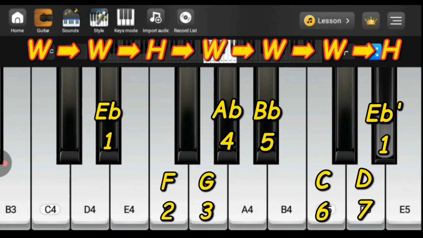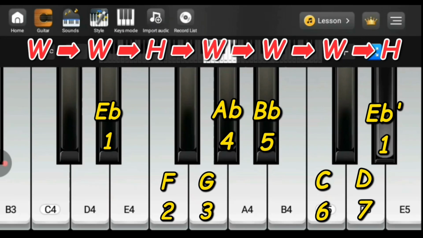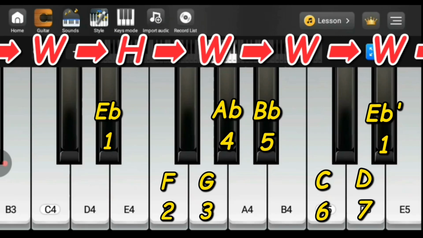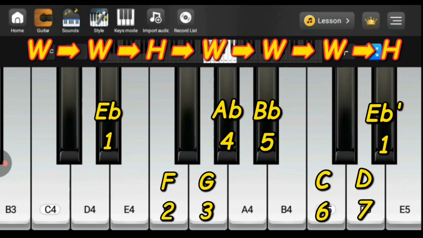So you can see it is the same interval pattern or formula we used to build the first one. And this pattern applies to every other note on the piano. If you apply the same formula, you get the same scale for that note of interest. I hope this is clearly understood.